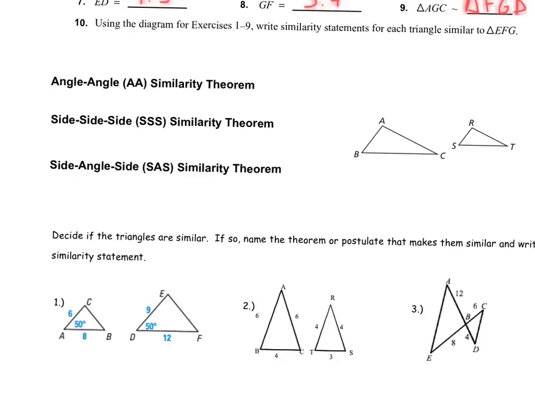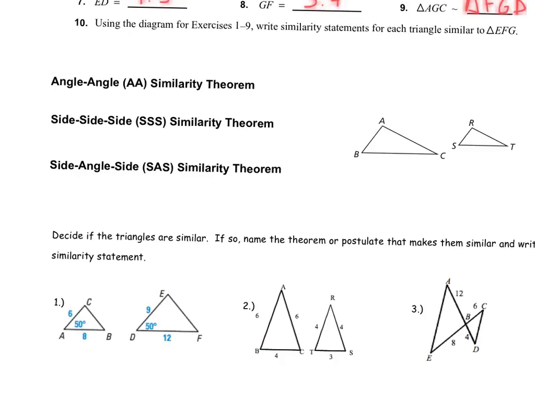Okay, so we can prove 2 triangles are similar by the angle-angle similarity theorem. We can prove them by side, side, side. So side, side, side means those 3 sides are proportional, right? So if we can prove that all three sides are proportional, we can say that they are similar triangles. Or we can do side, angle, side. Okay, so we would have to say two sets of adjacent sides are proportional, with the angle in between them being congruent.